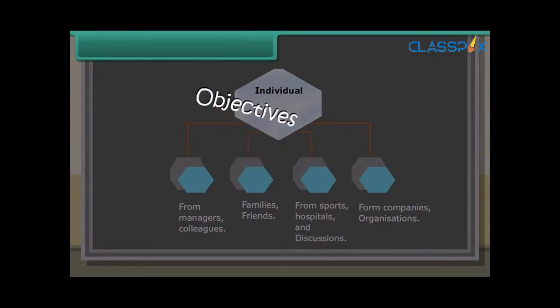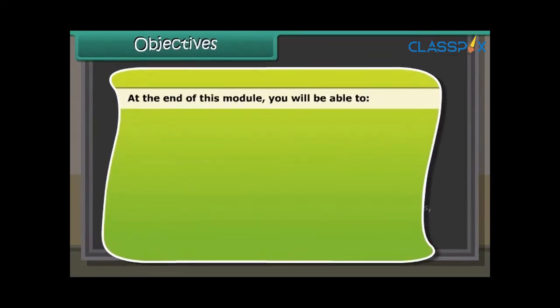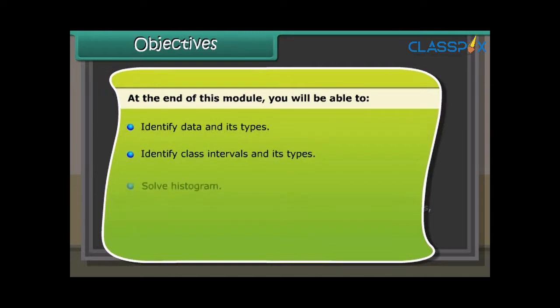Objectives. At the end of this lesson, you'll be able to identify data and its types, identify class intervals and its types, solve histogram, solve circle graph, and solve probability.